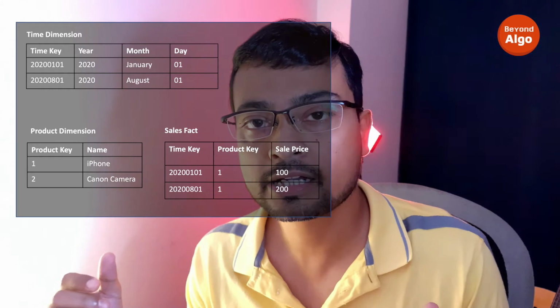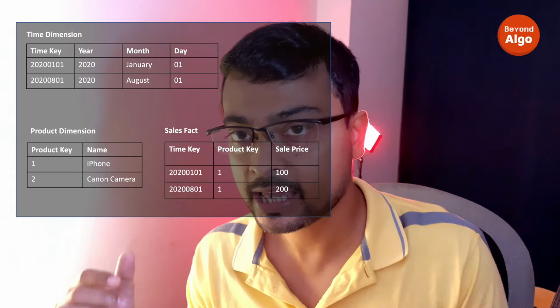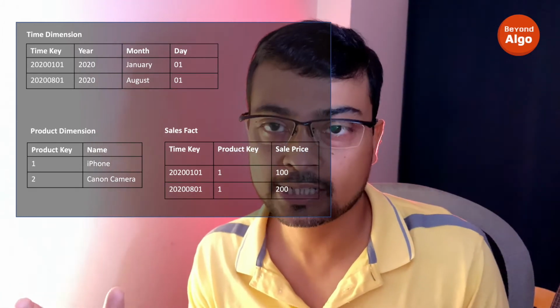In the product dimension table, each record represents the state of the product. So if there are 5 different attributes of this product that we want to capture.